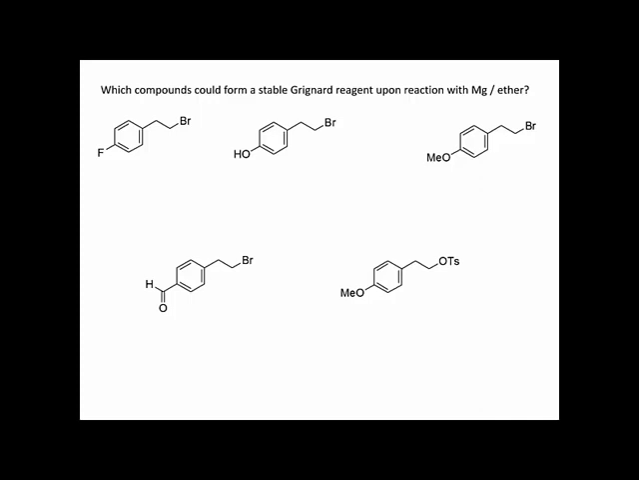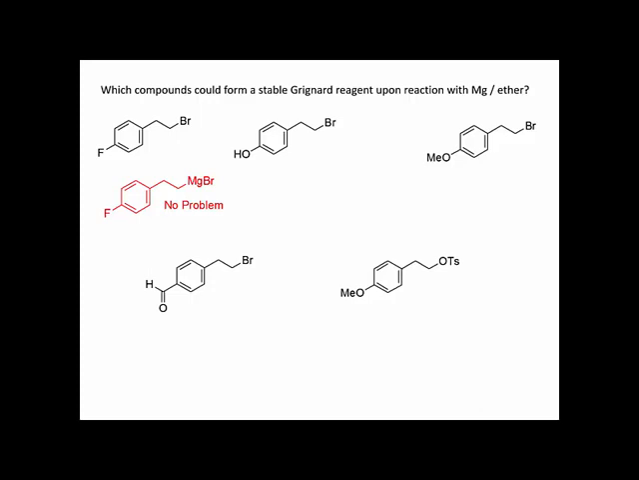All right, so first one has an extra halogen in it, but this halogen, fluorine, doesn't really react with magnesium. It doesn't really react with nucleophiles either. So this one would be no problem. That would be a perfectly stable Grignard reagent.